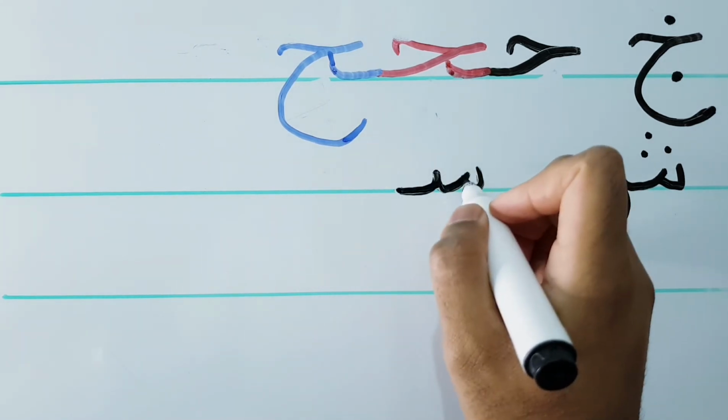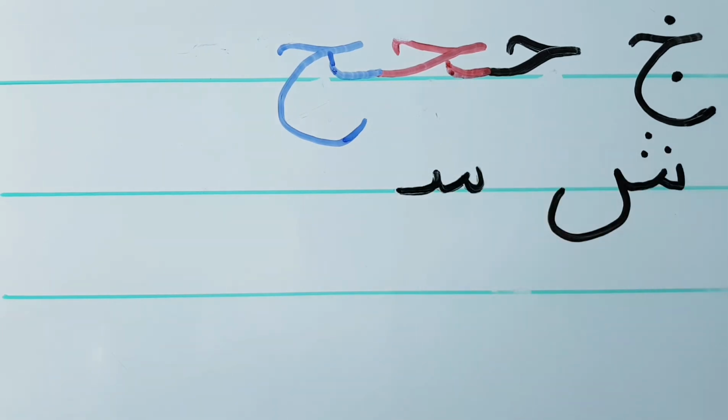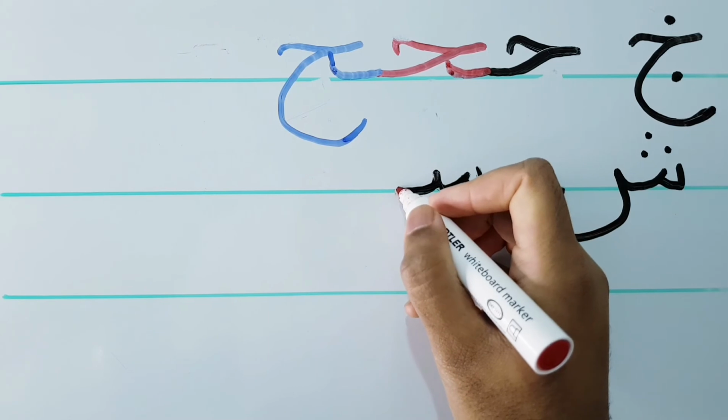In the middle, it looks exactly the same. Let me do it with a different pen. Okay, so that's the joining line.